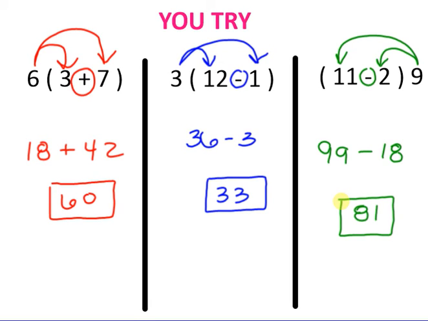Alright, go ahead and hit pause if you're not done, and if you are done, let's go ahead and compare answers. So for the first one, when you distributed, you should have gotten 18 plus 42, and that is 60. For the second one, when you distributed, you should have gotten 36 minus 3, which is 33. And for the last one, when you distributed, you should have gotten 99 minus 18, which is 81.